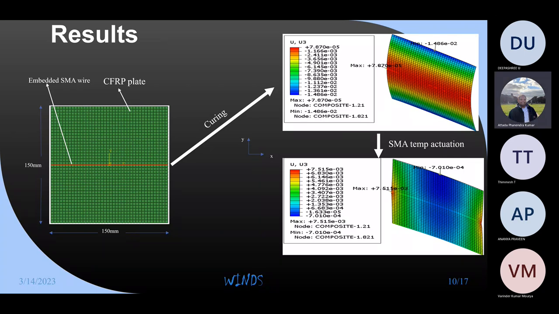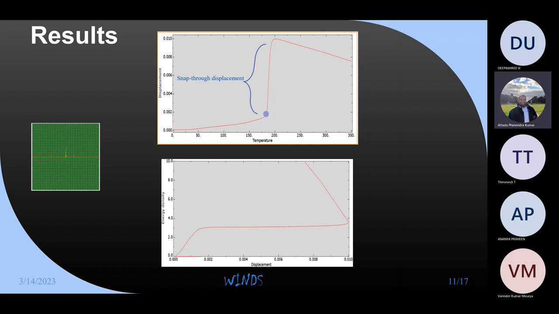Then we apply the temperature actuation with some delta T onto the SMA wire. There we get the other stable shape, where there is quite 8 mm out-of-plane displacement in both bistable shapes. And you can see in the graphs for the same case, at about 180 degrees there is a snap-through, and there is an energy density which supports the snap-through.